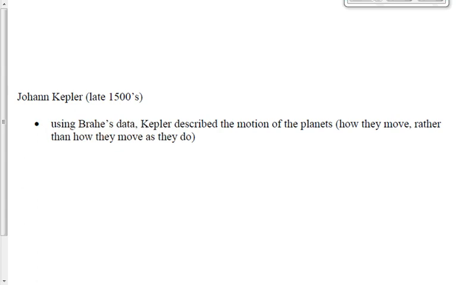Johann Kepler, his assistant, used Tycho Brahe's data along with the data that he helped collect and described the motion of the planets. Now this is big. This is important. He described how these planets move around the sun. Remember, Copernicus said the Earth revolves around the sun. Johann Kepler described how the Earth revolves around the sun and how other planets revolve around the sun. He derived 3 laws that describe how the Earth revolves around the sun.